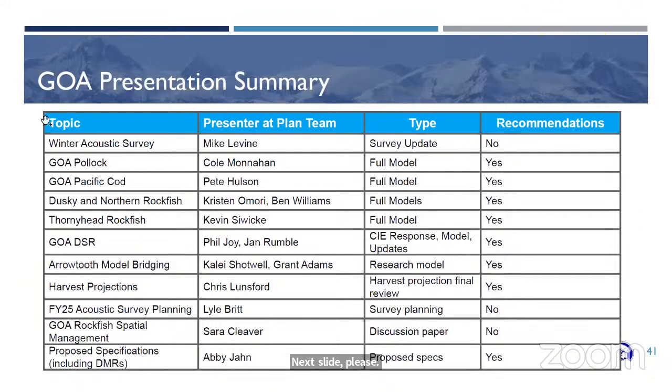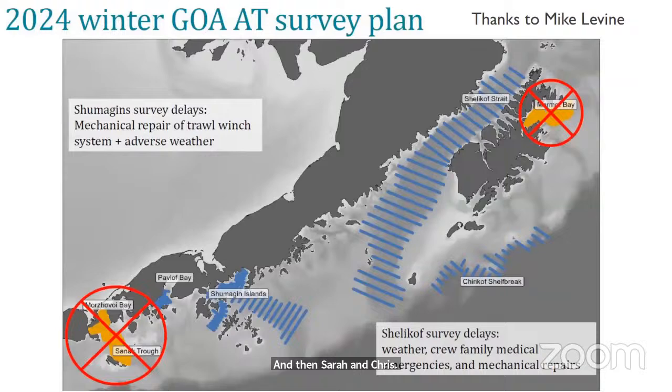So this is a summary slide of all the categorizations of the presentations we heard and whether or not they were recommendations and what type of analysis or presentation was involved. I'll be covering down through harvest projections, and then Sarah and Chris will take the rest. Next slide, please.